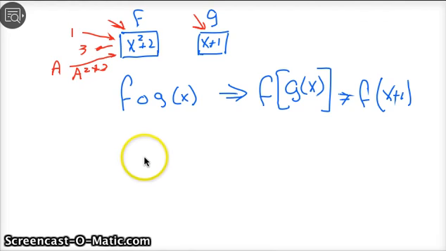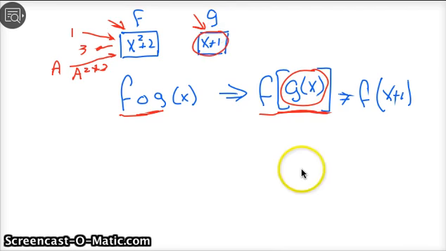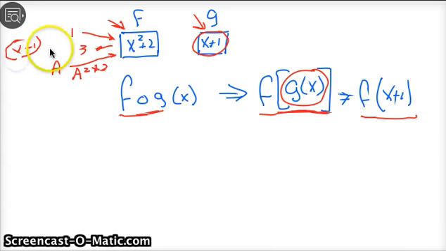So we want to know what f composite g of x is. That really means f of g of x, which really means plug in for x whatever g of x is. Well, what is g of x? g of x is x plus 1. So really it's asking what's f of x plus 1. In other words, if I put in x plus 1 here, what would I get back out?